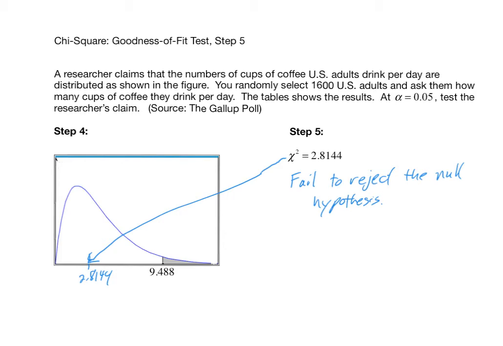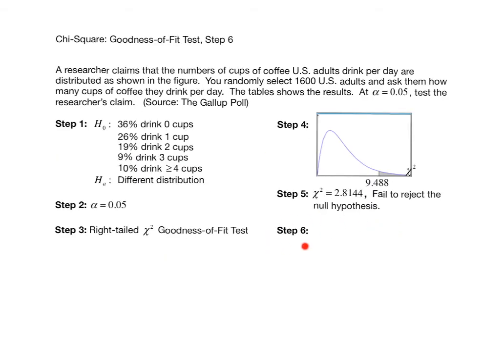We are now ready to move on to the 6th and final step. Before we complete step 6, we have a summary here of what we've done so far. In step 1, we've defined our pair of hypotheses. In step 2, we've noted the level of significance. In step 3, we've determined the tail and type of test.